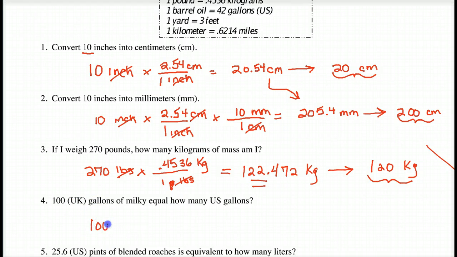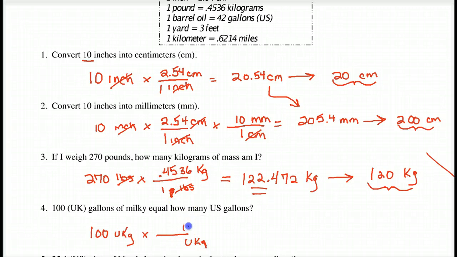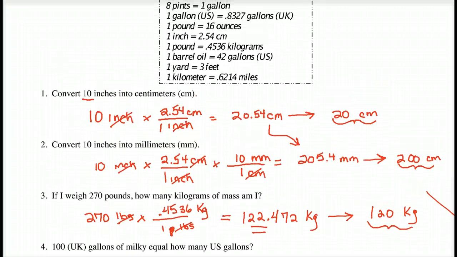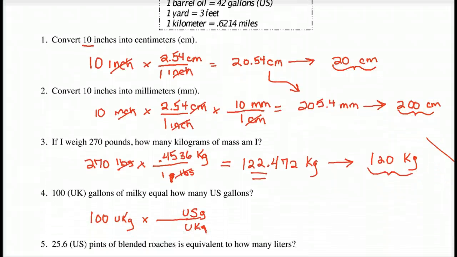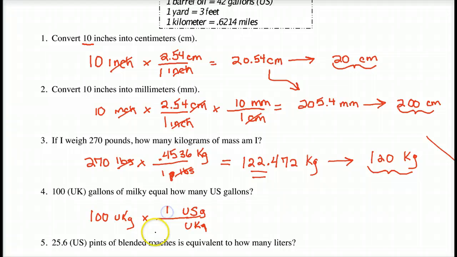In any case, 100, I'm just going to put UK gallon here. I want to get rid of UK gallons, so I'm going to put UK gallon down here. And what do I want? I want US gallons. So what's the converting factor? I got to look up here. The converting factor is 1 gallon is 0.8327. Okay, well, that's all they wanted was US gallons, my friends. So all I'm doing is doing that.